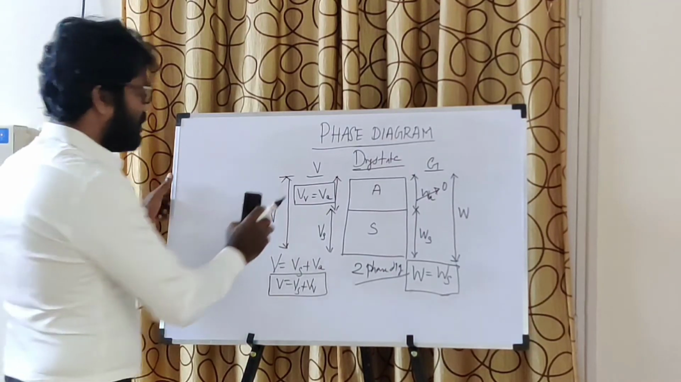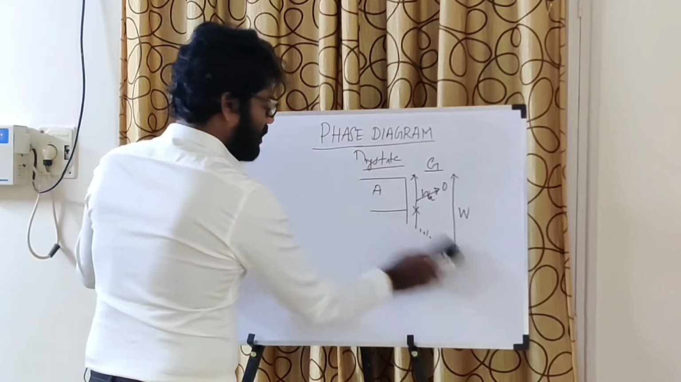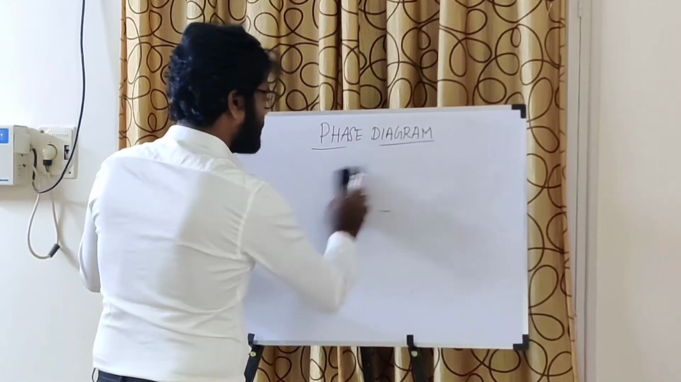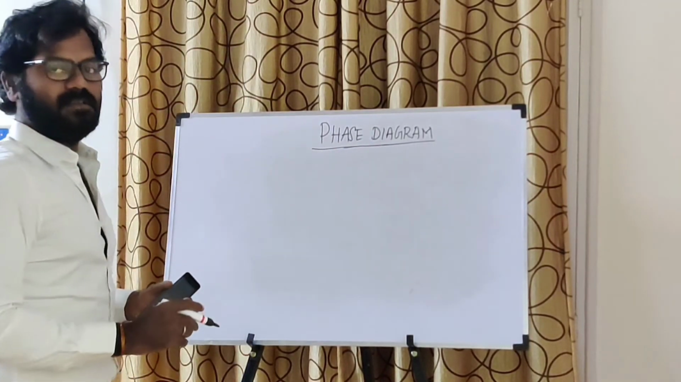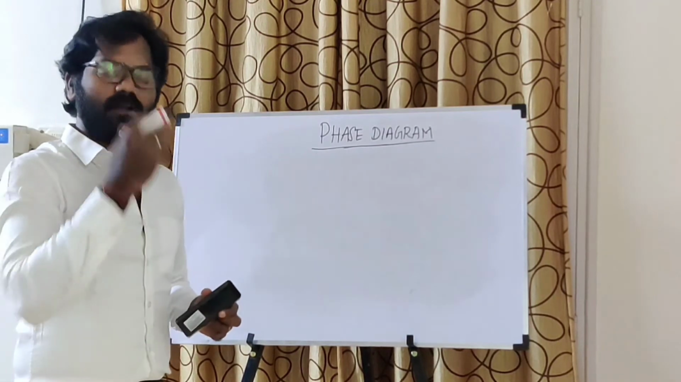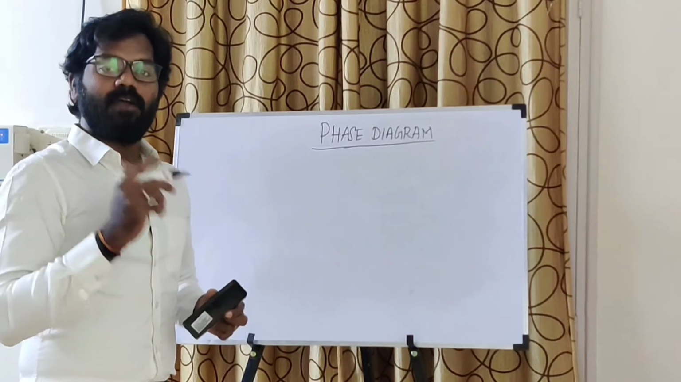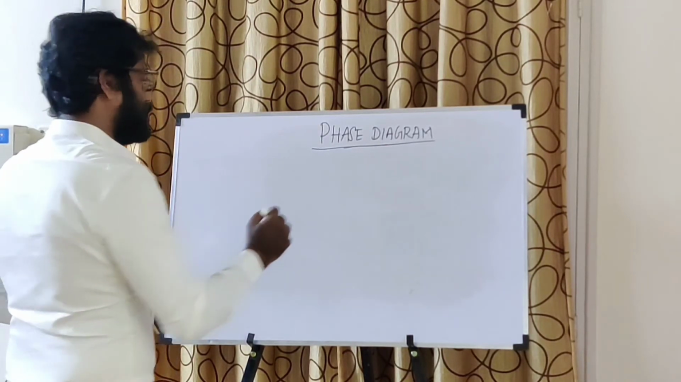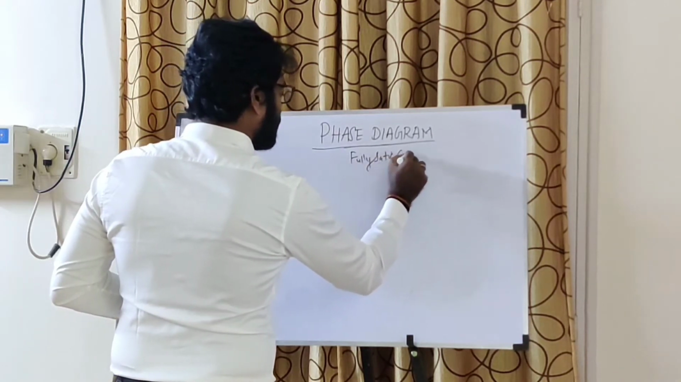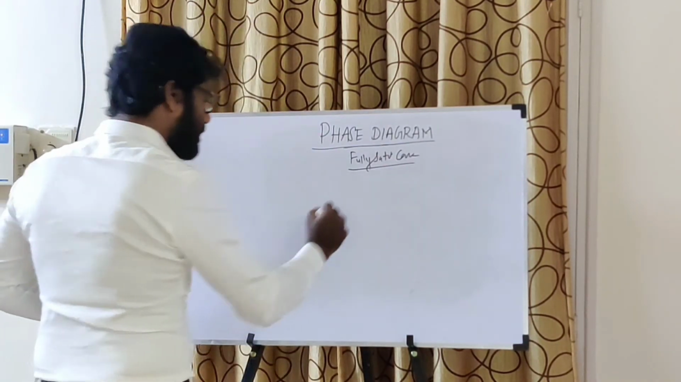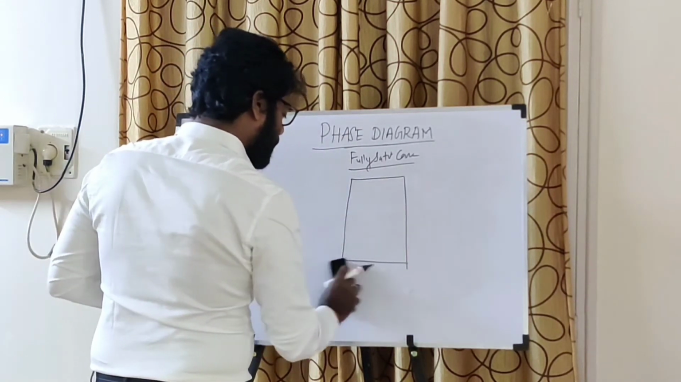Next we will discuss the fully saturated case. Fully saturated case, what is it? In the partially saturated case we had three different phases: solid, water and air. In the dry state we had only two different phases: solid and air. Now we are talking about the fully saturated case. So in this case also we will be having only two phases.